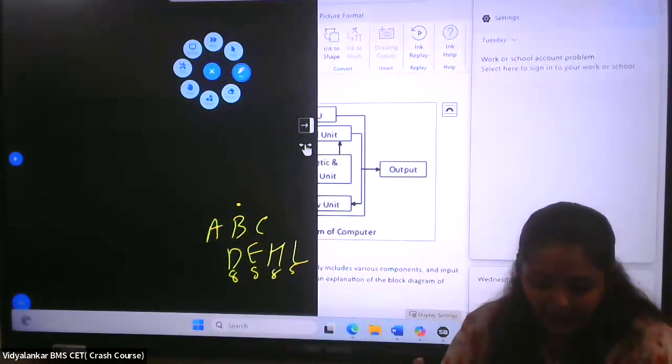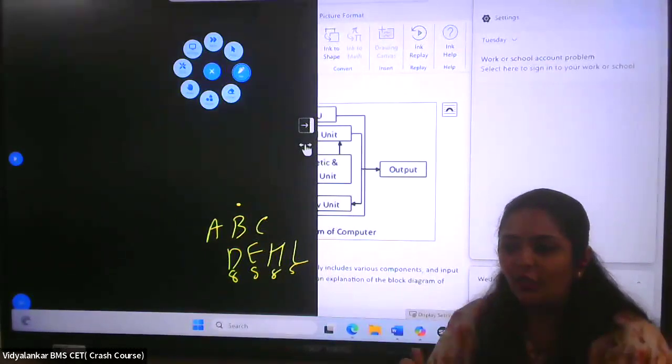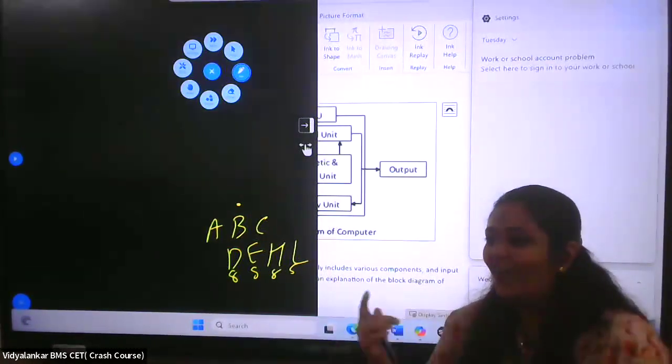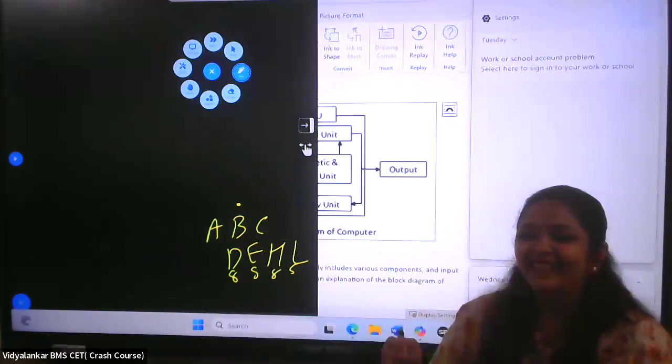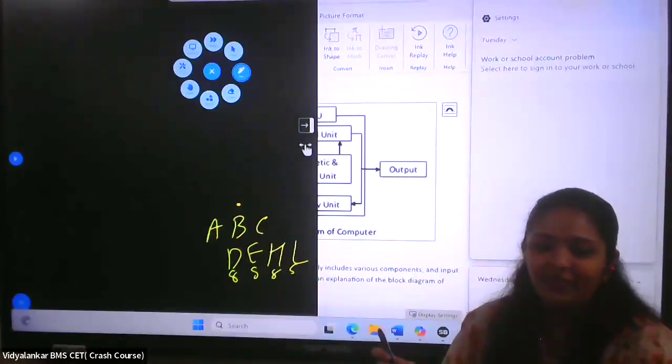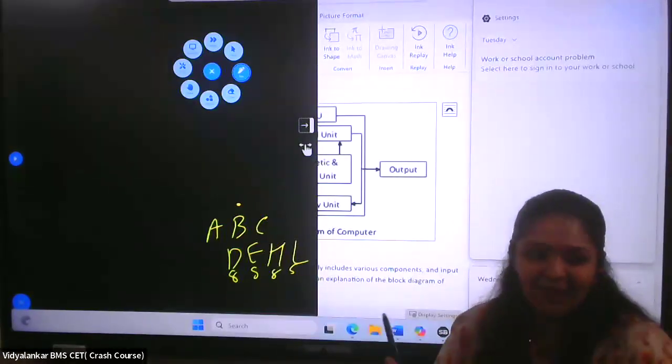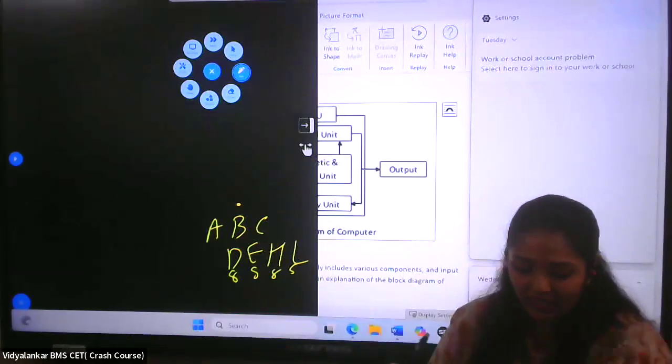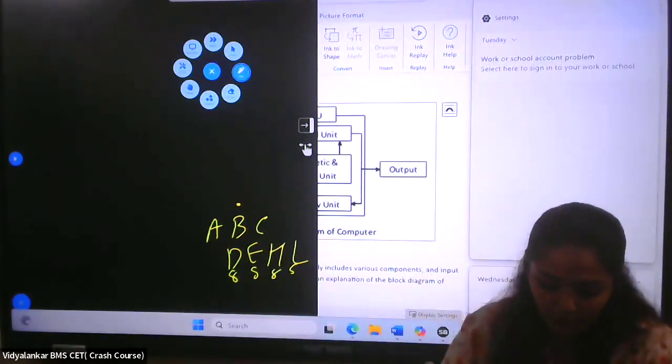Next is, in the context of computing, a byte is equal to. You're awake. Wow, I'm so happy. Okay, so it's equal to 16 bits, no? 8 bits, right? So that's option number 4.